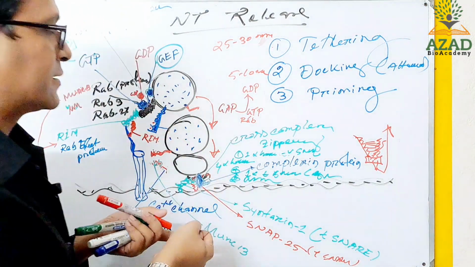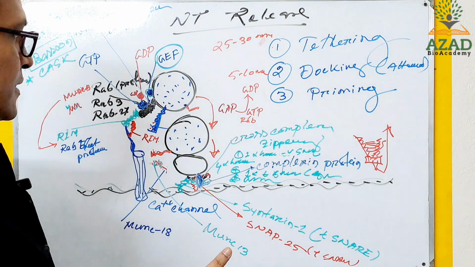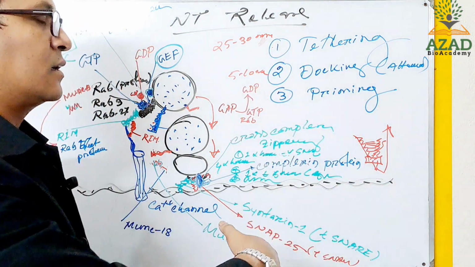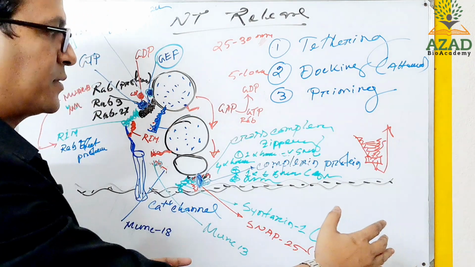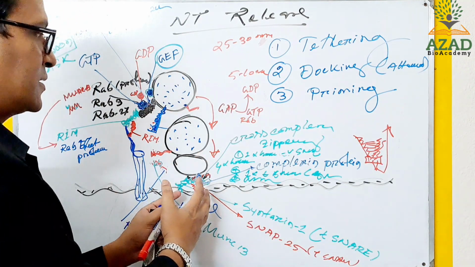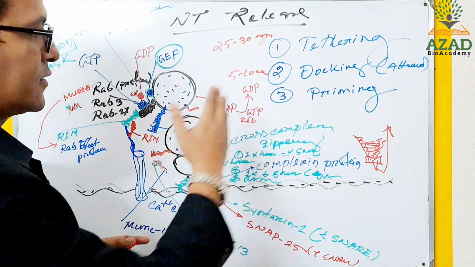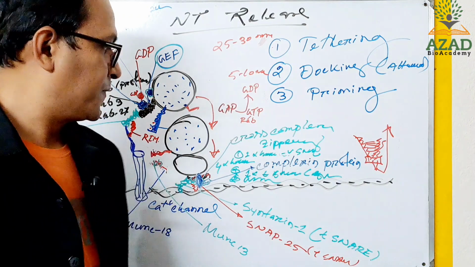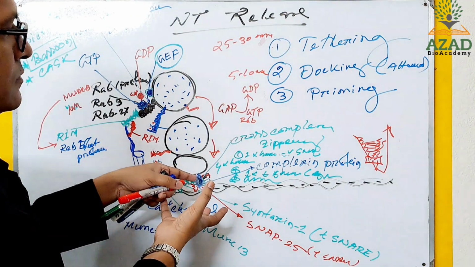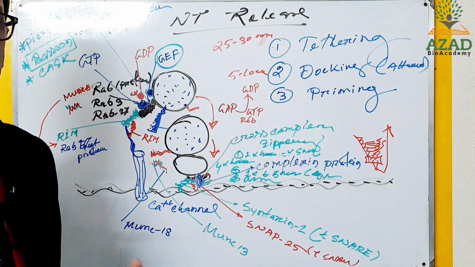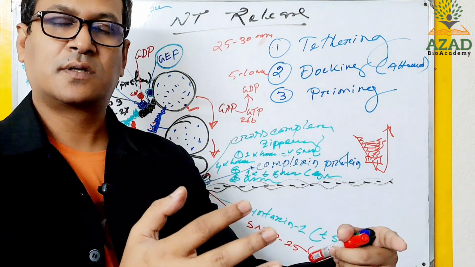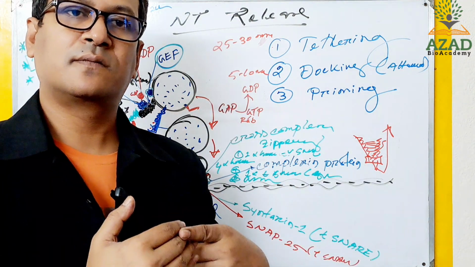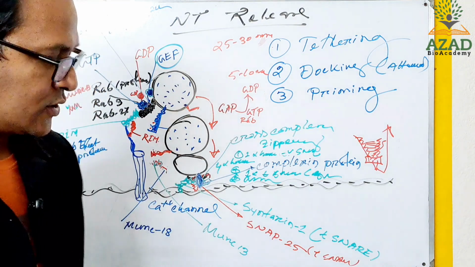and suddenly complexin will come and stop the final G-pairing to ensure the partial G-pairing, and it will wait for the next step. This step is called priming. So priming means this condition is now ready to fuse, ready to take part in the fusion process. Okay, so this is the priming.